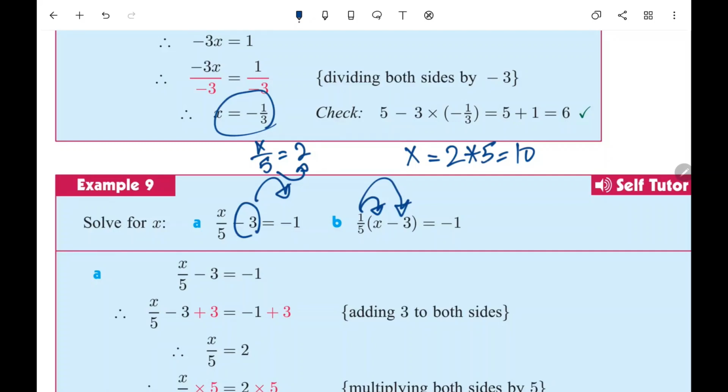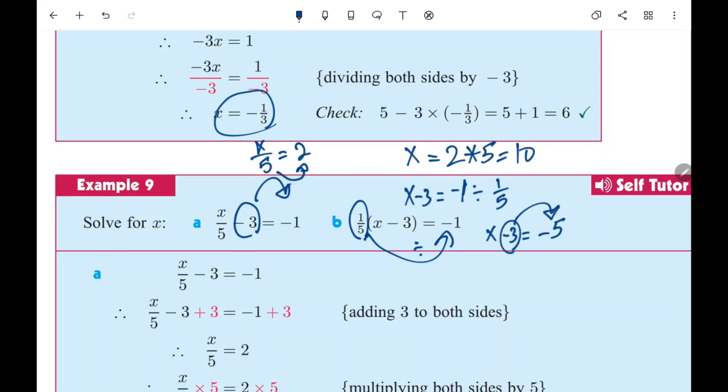Or you need to turn this multiplication into division. Is it cool? Yes, so let's do it. At the very beginning, we have x minus 3 will equal negative 1 divided by 1 over 5. So we will have x minus 3 will equal negative 5. Then we need to get rid of the negative 3, so it's going to be by positive. So x will equal negative 5 plus 3, so x will equal negative 2.